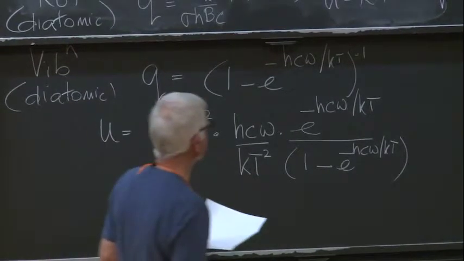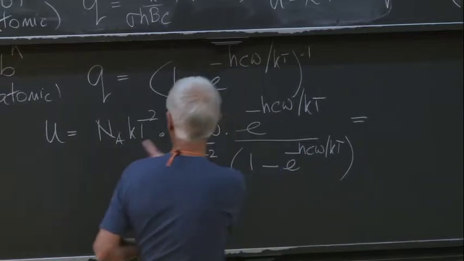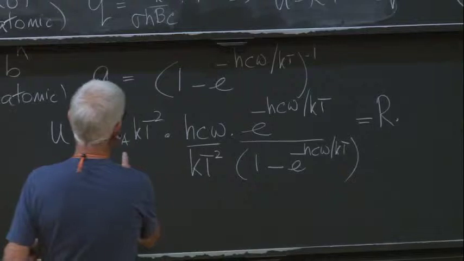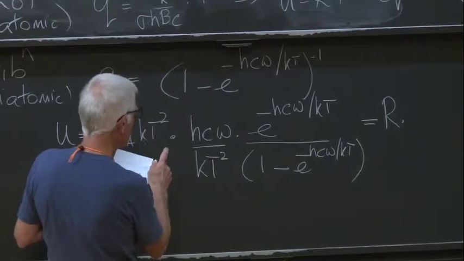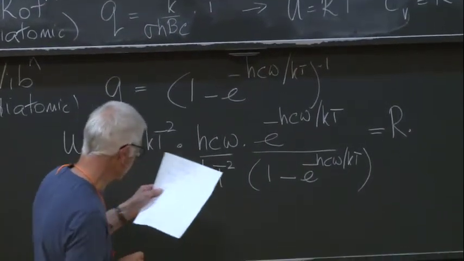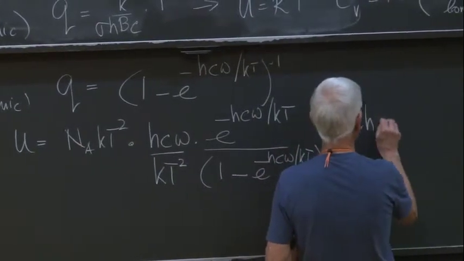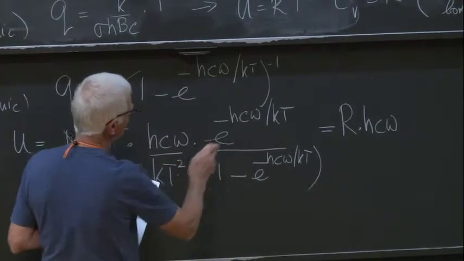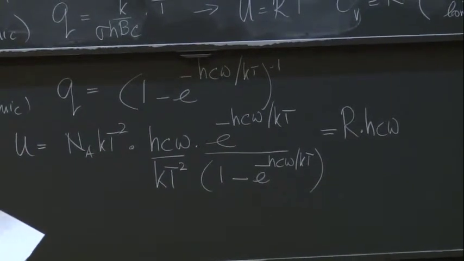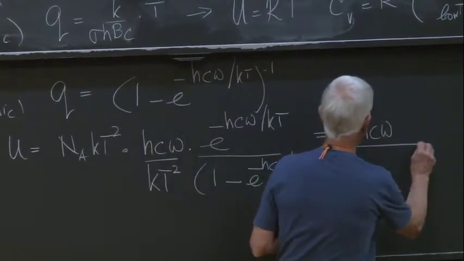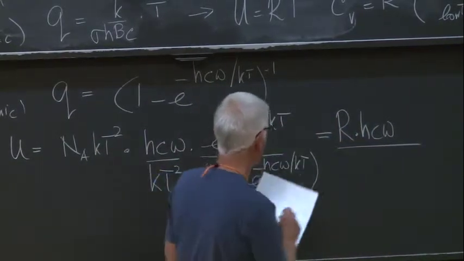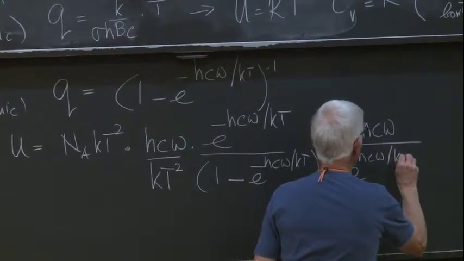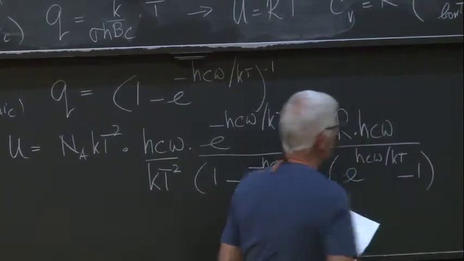And we can rearrange that, and we'll get simply R times... the kT squared will cancel out, so we'll get hcω. Let's multiply top and bottom by e to the hcω over kT, and so we'll get 1 there, and in the bottom we'll simply get e to the hcω over kT, minus 1.